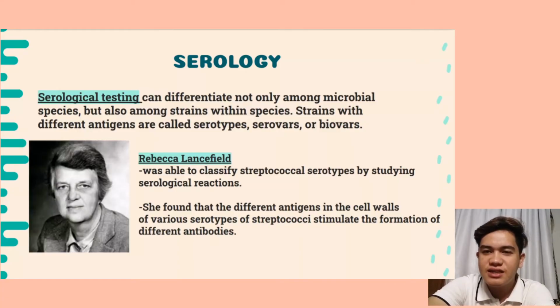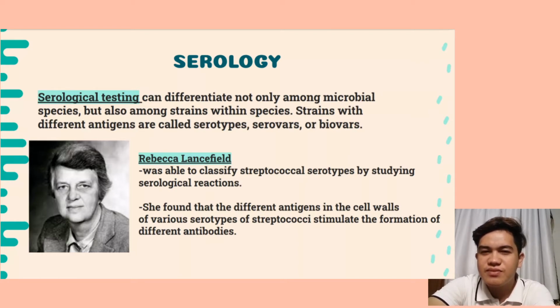Serologic testing can diagnose multiple illnesses, including the following. First is brucellosis, which is caused by bacteria; amoebiasis, which is caused by a parasite; measles, caused by a virus; and rubella, which is caused by a virus; and also HIV, syphilis, and fungal infections. Serological testing can differentiate not only among microbial species, but also among strains within the species. Strains with different antigens are called serotypes, serovars, or biovars.